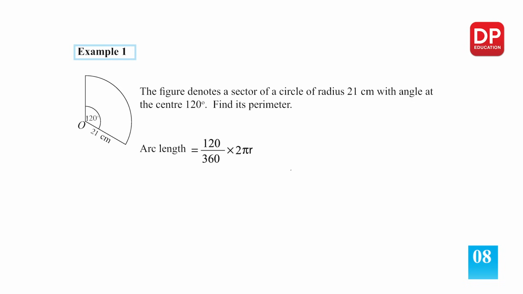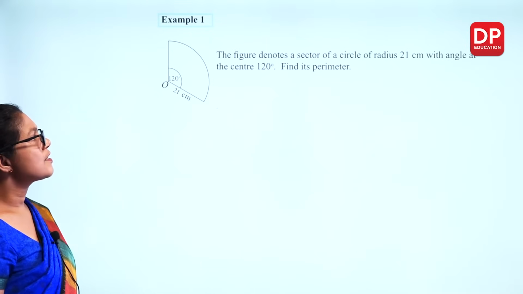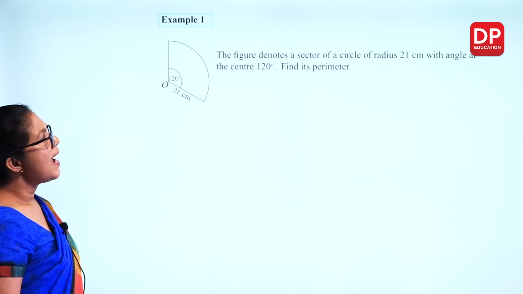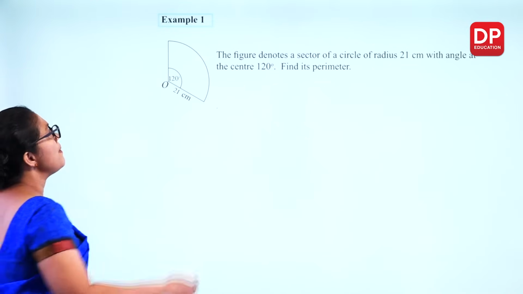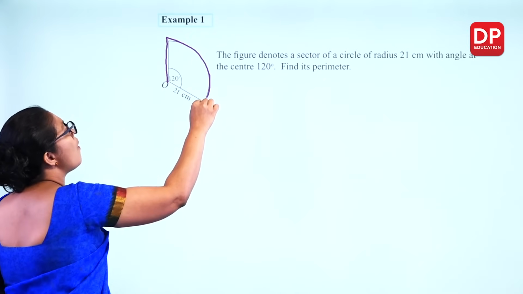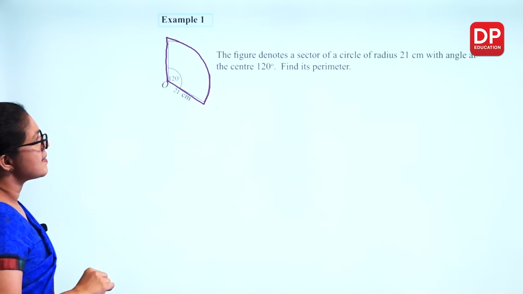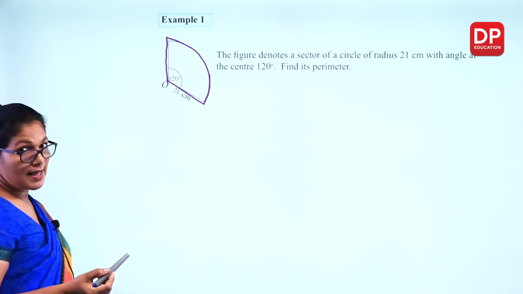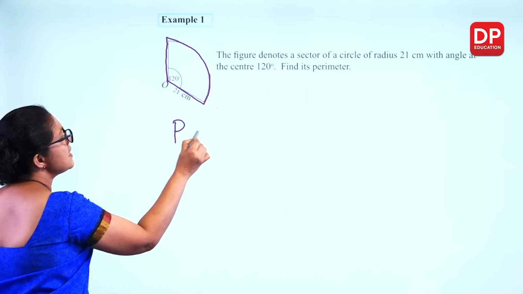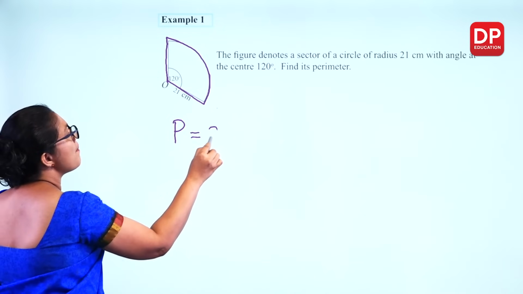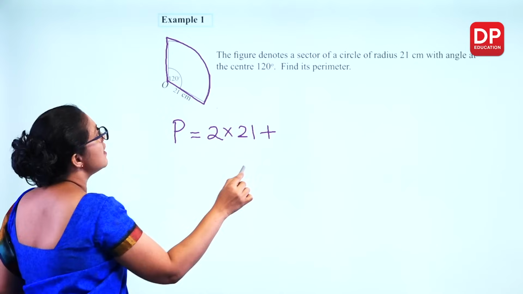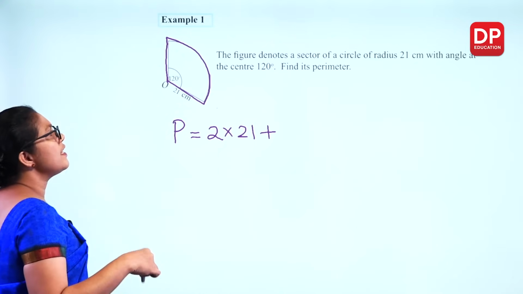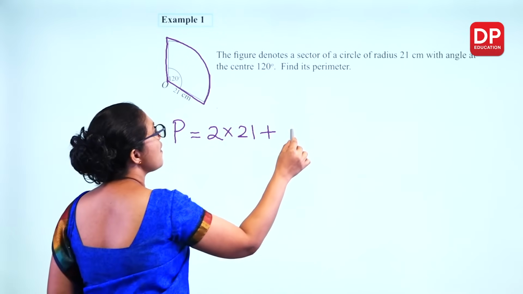Now we'll look at example 1 in your textbook. First example, it says the figure denotes a sector of a circle of radius 21 and with angle at the center 120. Find its perimeter. So perimeter means you are finding all these outer distances. So here straight away you can use the formula. Perimeter is equal to double of r, that's 21, plus angle. So now we are trying to find out the arc length. Arc length, how can we find out?